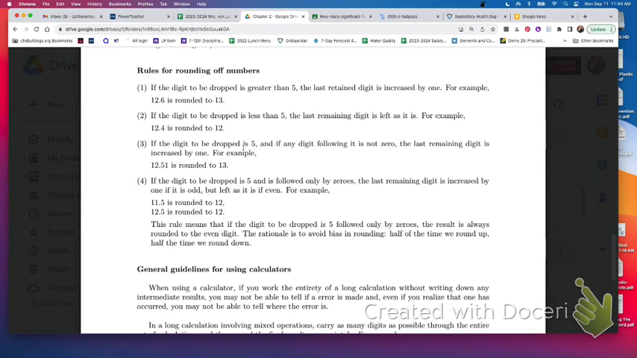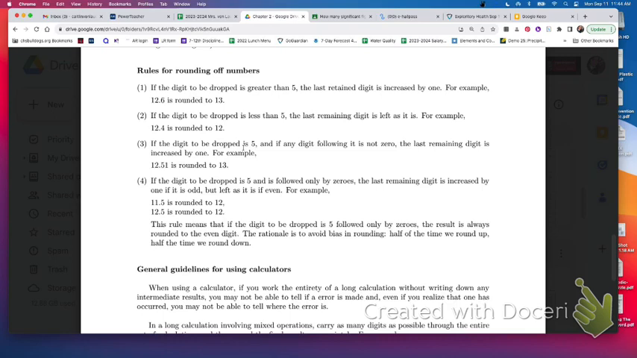So 12.4 is rounded to just 12. If the digit you are dropping is 5, and any number after it is not 0, then the last remaining digit is increased by 1. For example, if you have 12.51 and you're dropping that 5, because there is a 1 after it, we round up to 13. If there were just a bunch of zeros, or if they didn't indicate to you any numbers past that, then you would not round up. Okay? Instead, you would drop down to rule number 4.